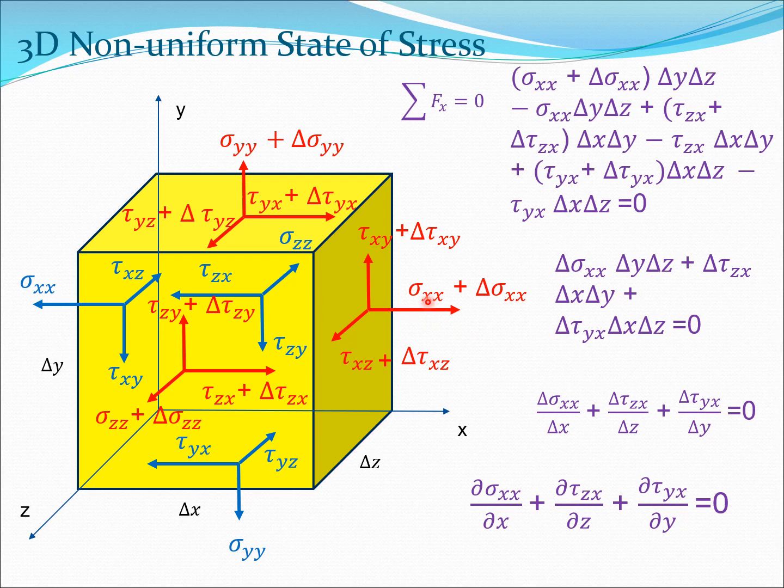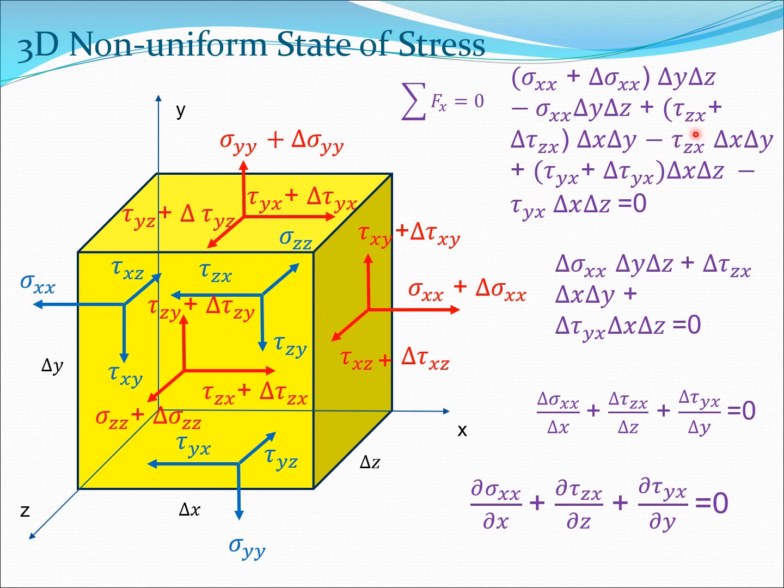So let's start with sigma xx plus delta sigma xx. This is multiplied by delta y into delta z. So that's the area of cross section of this face of the cube. Now the negative side is minus sigma xx delta y delta z, which is acting in this direction.